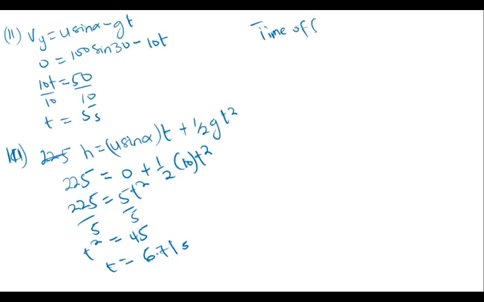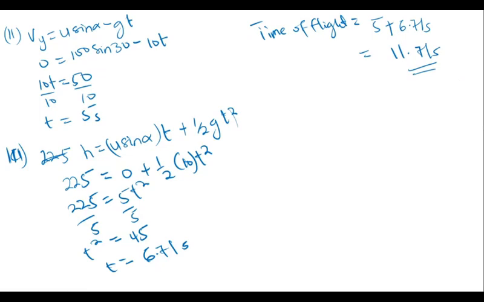The time of flight will not be equal to that alone. Remember we calculated the time taken to reach the maximum height as 5 seconds, and the time to come down is 6.71 seconds. So we just add the two, 5 plus 6.71 seconds, and we get our total time to be 11.71 seconds for the time of flight for this particular projectile.